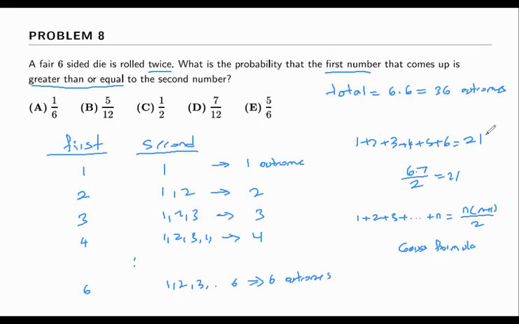So the question was asking for the probability. The desired outcome is 21. The total outcome is 36. So if you do this, 21 out of 36. Both are divisible by 3, which gives 7 over 12. I think that's the choice.